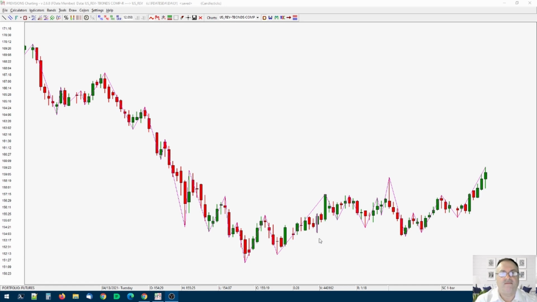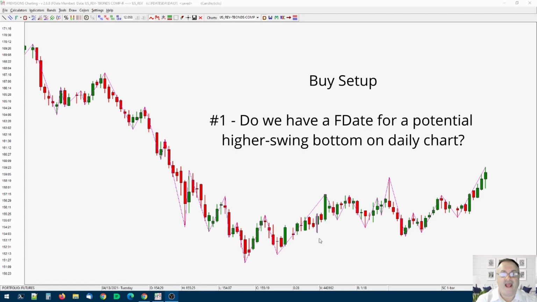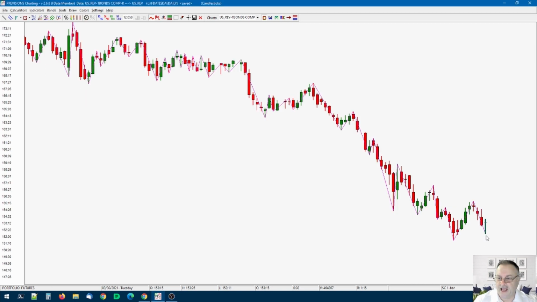A buy setup first requires that we have an FDate for a price bar that is a potential higher swing bottom on the daily chart. Today is March 30th, 2021, and we're looking at the daily chart of the US T-bond market. But you're looking at this price bar right here, and you see that, hey, we have an FDate for this price bar. There's pretty good probability that that price bar may become a higher swing bottom.